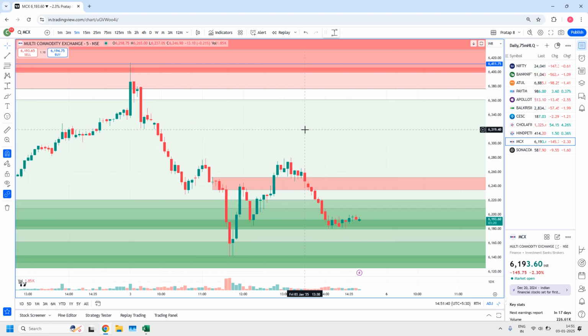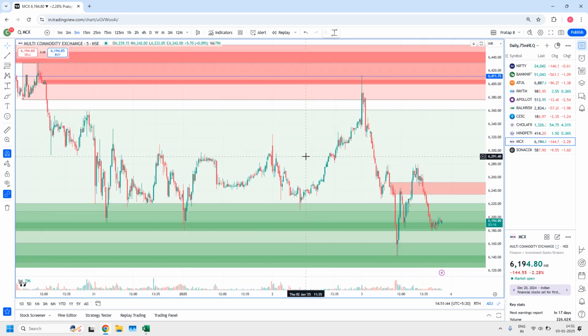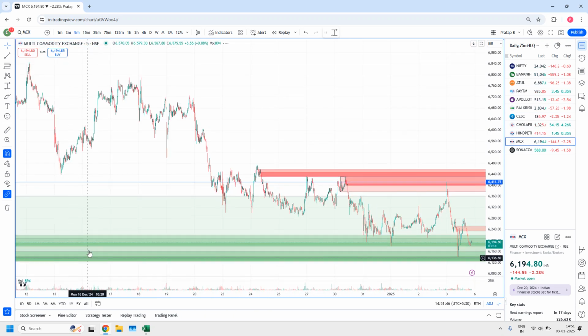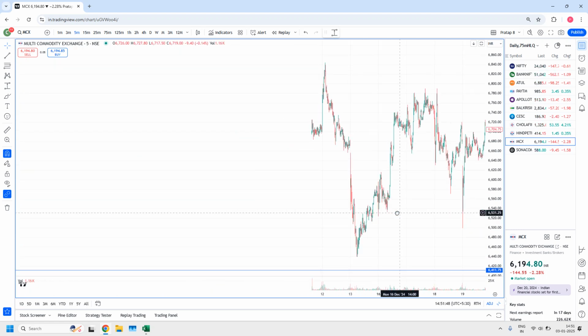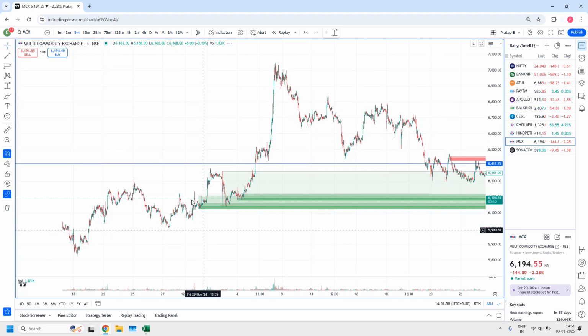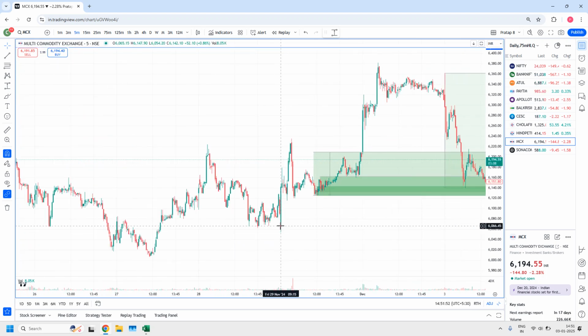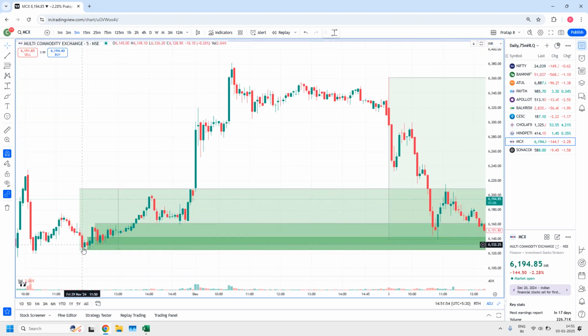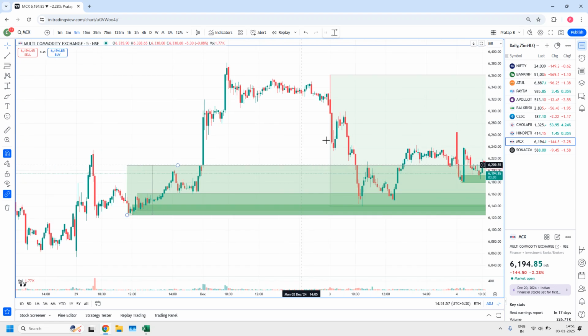If you would have listened to the first January video, the HLQ analysis video, you might have drawn these zones in your charts. This 5 minutes origin you would have drawn. This 5 minutes is the origin. This drop base rally is the origin for this entire daily zone. See the daily zone, a big zone.